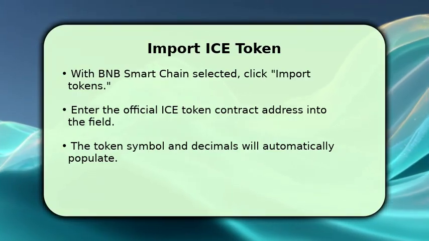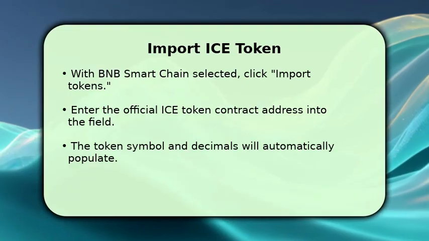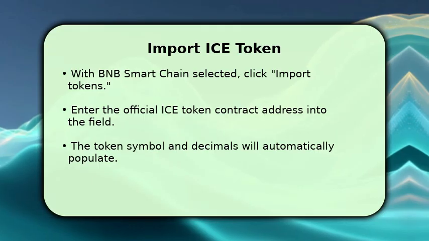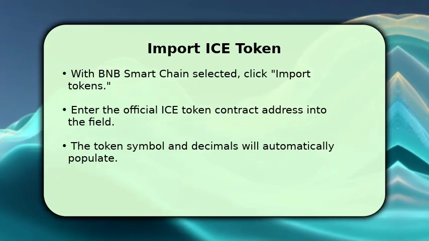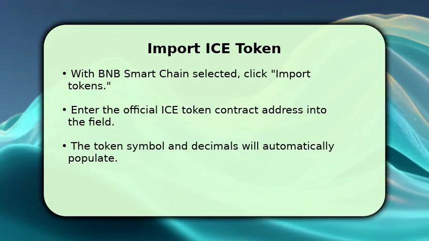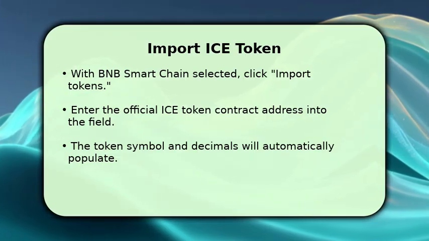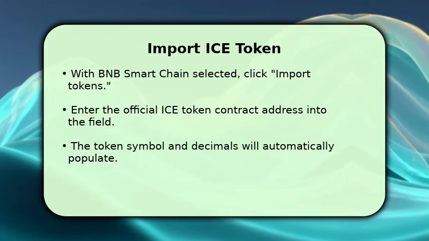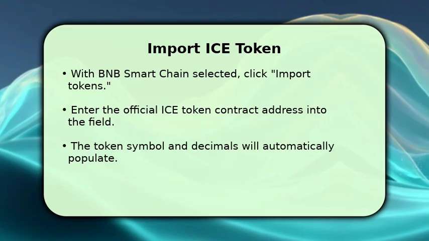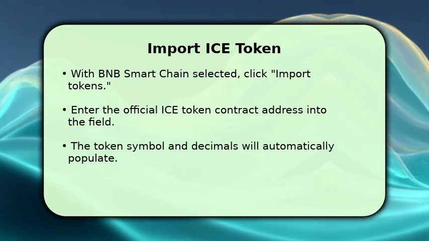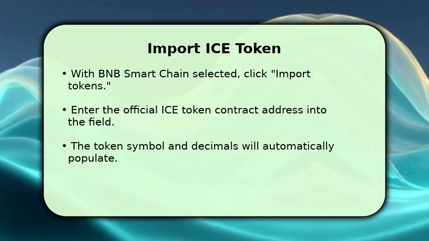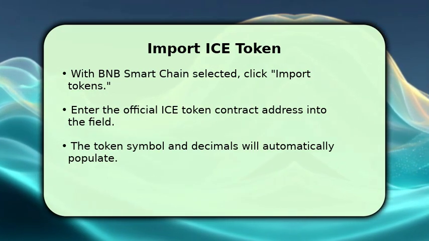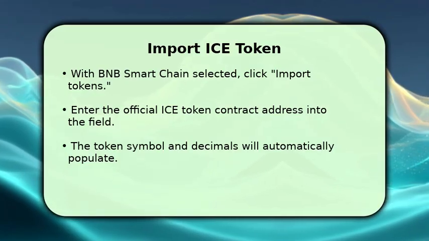Click Import Tokens at the bottom of your MetaMask wallet. Then, select Custom Token and paste the official ICE token contract address: 0xC335DF7C25B72EC661D5A32A7C2B7B2A1D1874. The token symbol, ICE, and its 18 decimals should automatically appear.